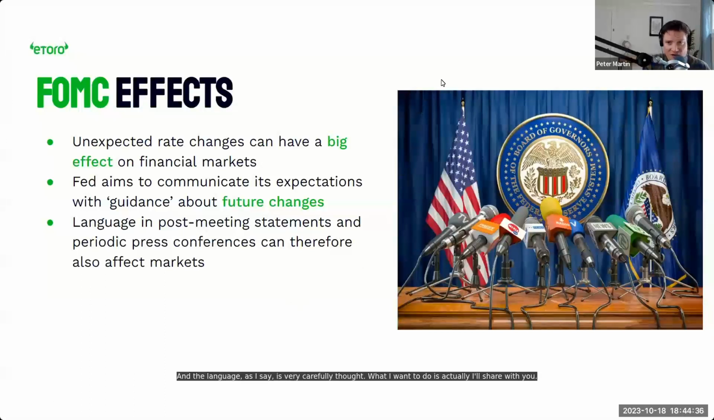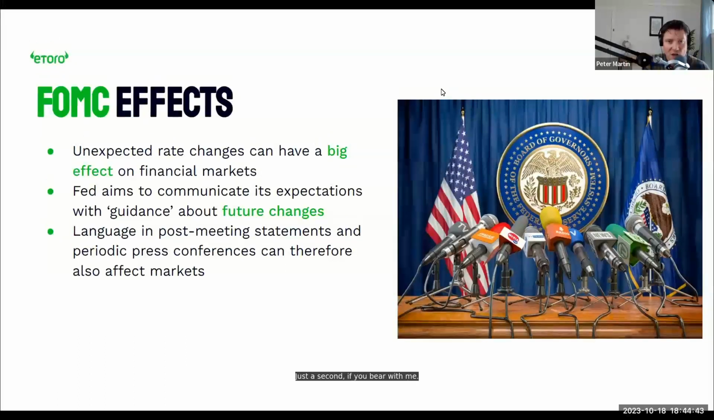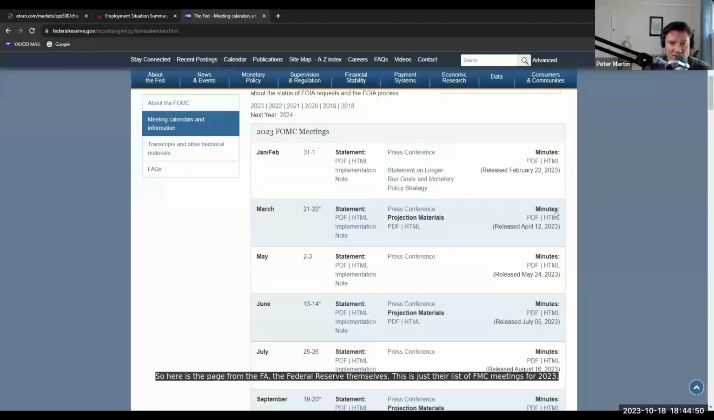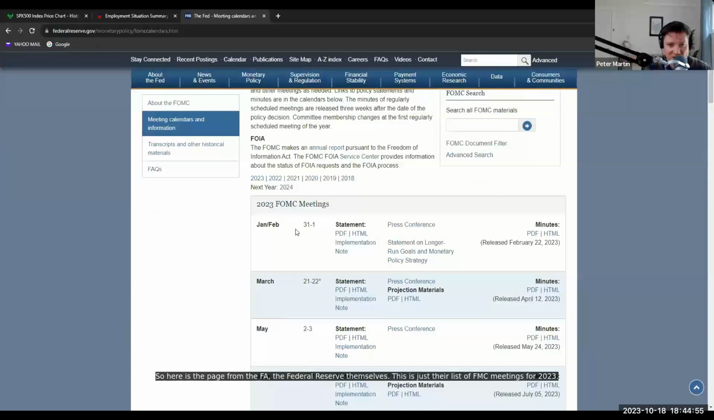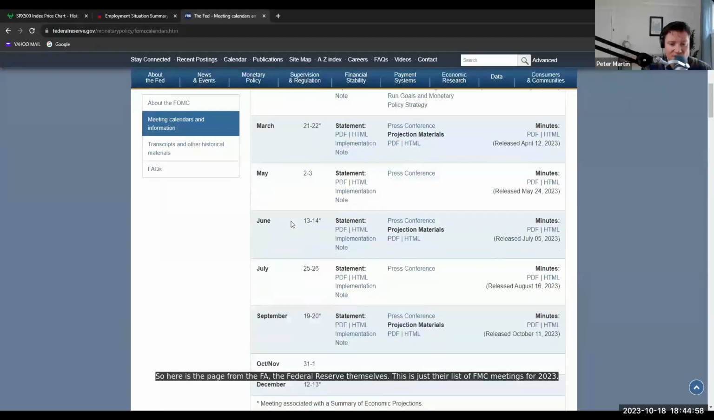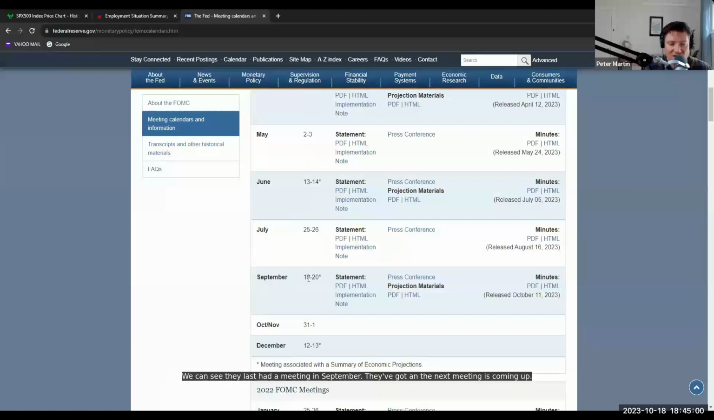What I want to do is share with you, just a second, if you bear with me. So here is the page from the Federal Reserve themselves. This is just their list of FOMC meetings for 2023. We can see they last had a meeting in September. The next meeting is coming up. It begins at the end of this month, on the 31st. It's a 2-day meeting, so they sit down for a couple of days. Then at the end of the meeting, they release their statement.